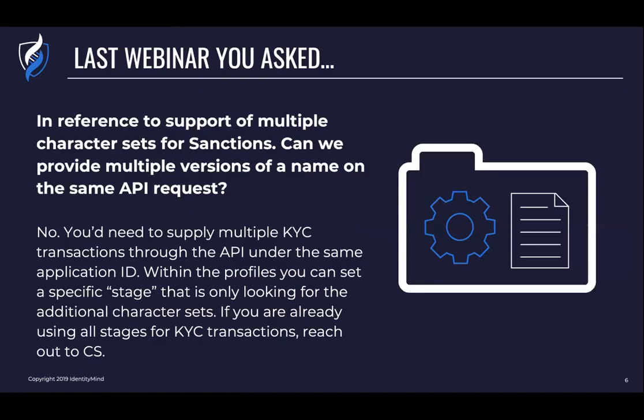Last, we got a question about when we mentioned last webinar that you can have support for multiple character sets for sanctions, whether you could provide those within the same API query. And the answer is no. You do have to provide multiple KYC transactions. That means that each one of those transactions may have a different character set. So if you have something in Latin character set and then you have something in Cyrillic, for example, you would have to provide two different KYC transactions for it.